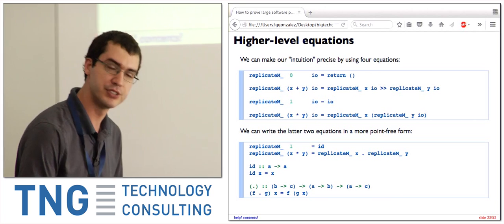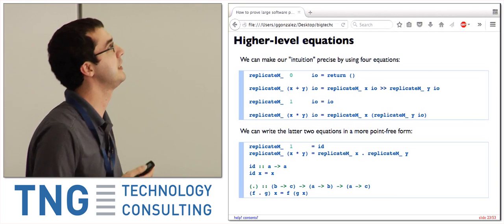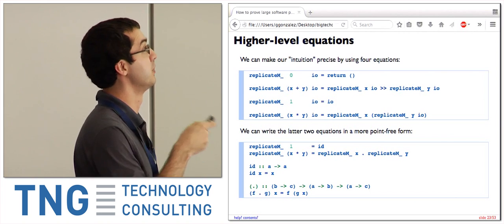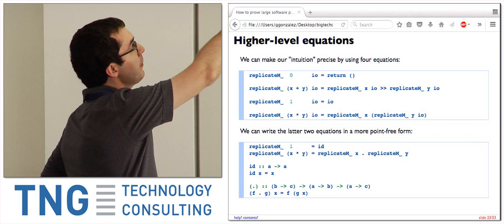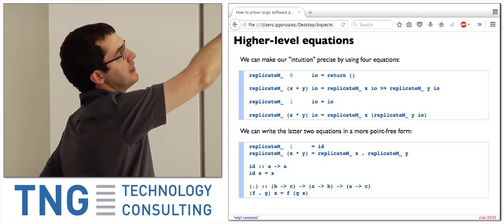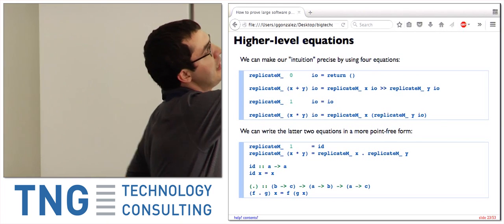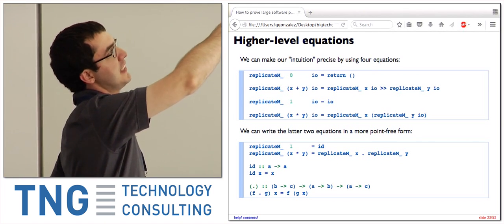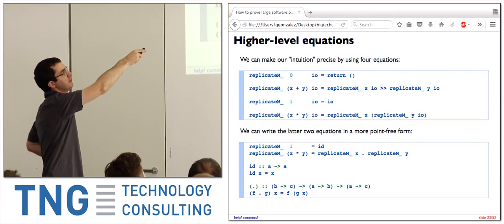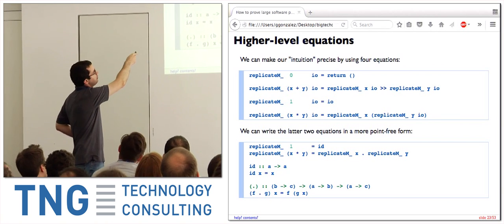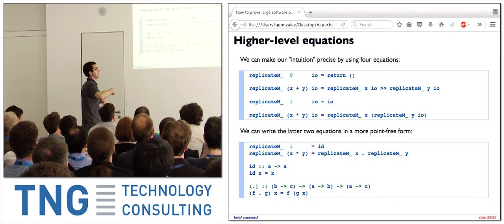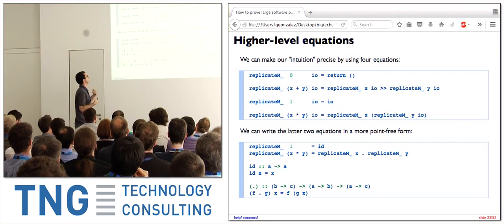Instead, what we will do is resort to 4 higher-level equations. I won't prove these for you. Just take my word for it that they're true. I have a blog post which actually goes through and does prove them. We know this is the same as before. Repeating an IO action 0 times is return unit. If I repeat an IO action x plus y times, that's the same as repeating it x times and then repeating it y times. If I repeat an IO action 1 time, that's the same thing as the IO action. And if I repeat it x times y times, then that's the same thing as repeating it y times and then repeating that x times.